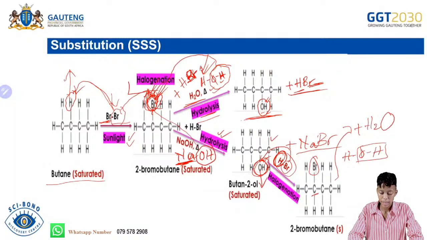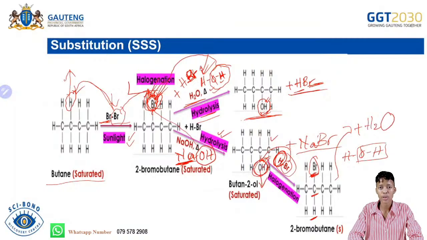So in this case, does it matter if the Br is at the top or at the bottom there? In this case, it does not matter where it's written, as long as the Br will be on carbon number 2. So the same goes for all of them.